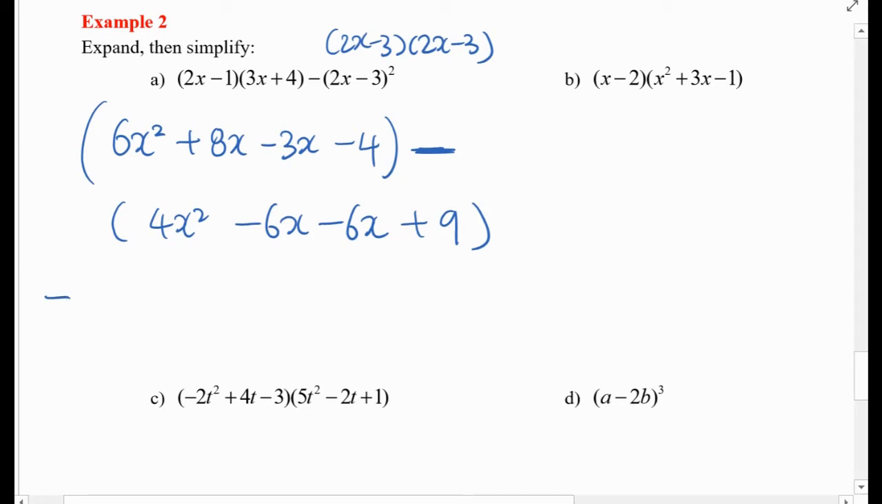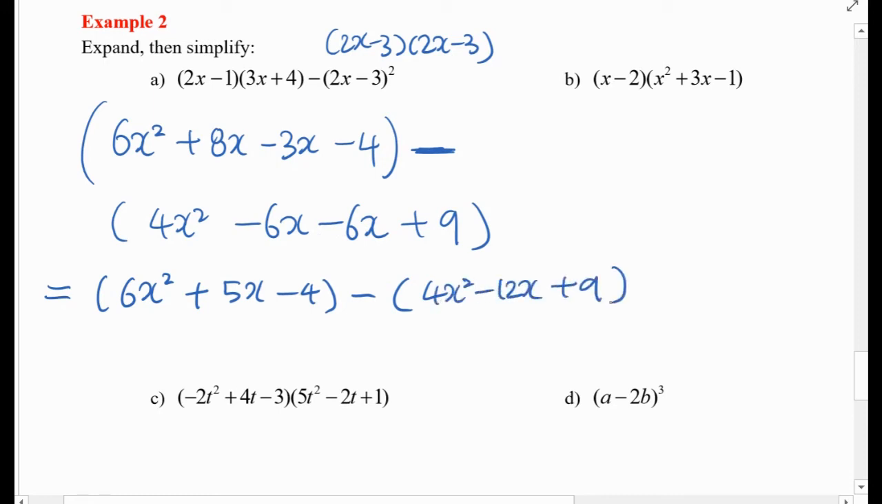After this, what we're going to do is we're going to collect the like terms. The first expression, 6x squared plus 8x minus 3x is 5x minus 4. Second expression, 4x minus 6x minus 6x, which is negative 12x plus 9. And then we're going to do keep, change, change. Keep the first expression, change the middle, and change the second expression.